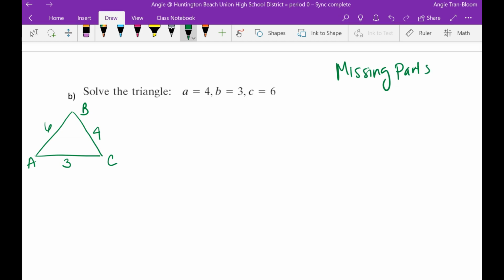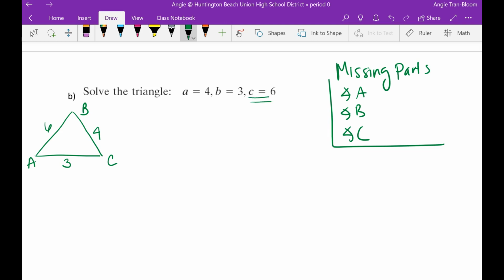Missing parts, here we go. Angle A, angle B, and angle C. And I bet you think angle C is going to be the biggest angle, not because this is a right triangle. It is not a right triangle, but angle C has the largest measurement. I mean, leg C has the largest measurement.